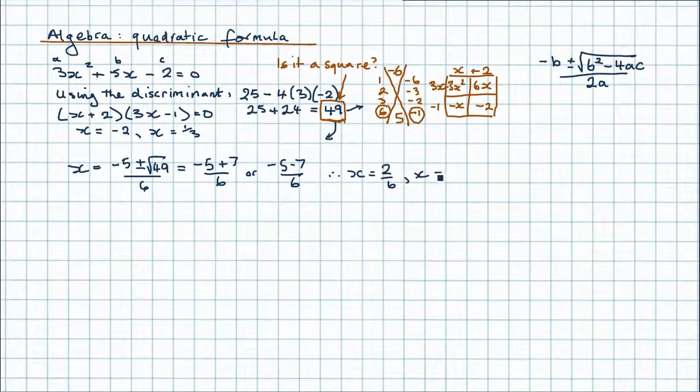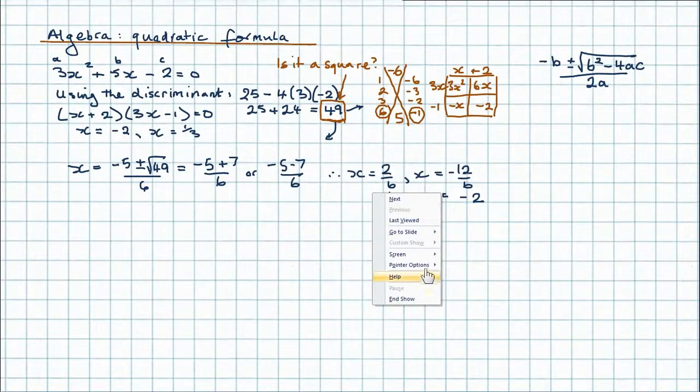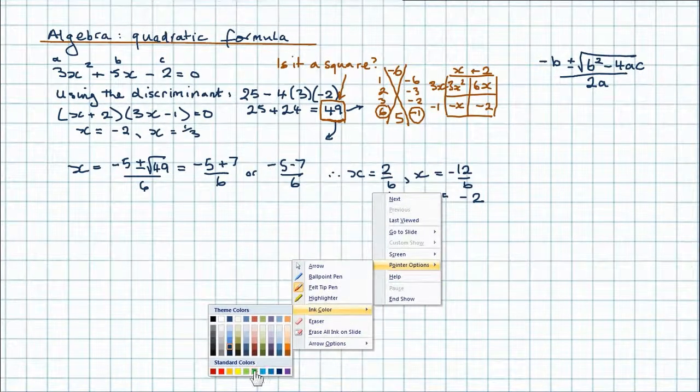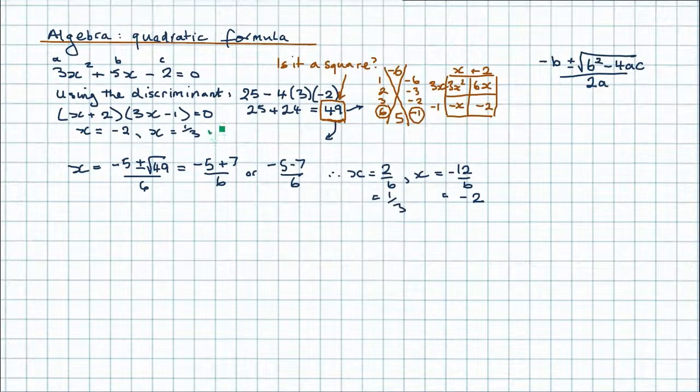x equals, or x equals minus 5 minus 7, minus 12 over 6. And so now we've got a third, and here we've got minus 2. So we've got exactly the same solutions as we had here. In fact, what we've got here, you might say, is a way of checking. If we've used this method, let's use the quadratic as a way of checking. But anyway, we've got the solutions both ways, and it's up to you to decide which one you find easiest.